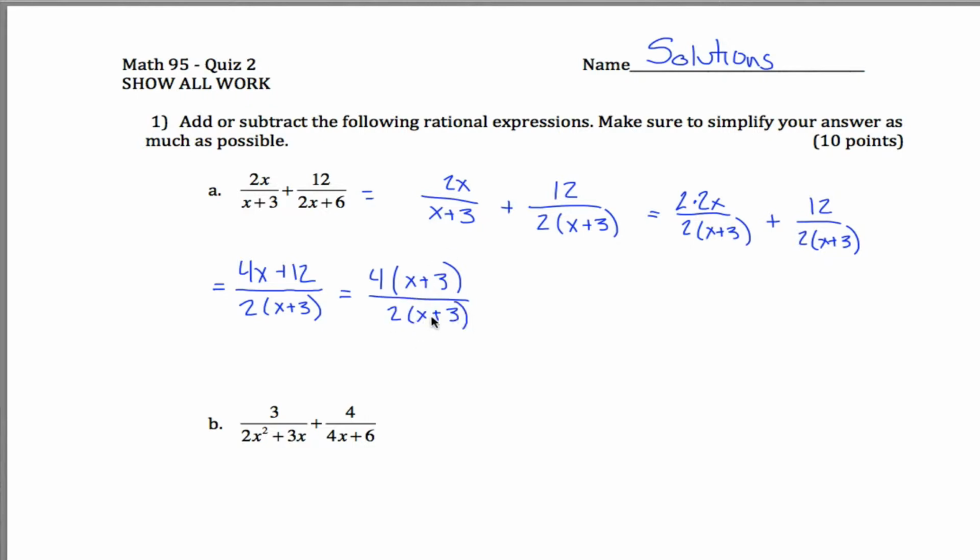x plus 3 on the top, x plus 3 on the bottom. I can cancel those out. I get 4 halves. In other words, I get 2. This whole thing just simplifies to the number 2. How about that?